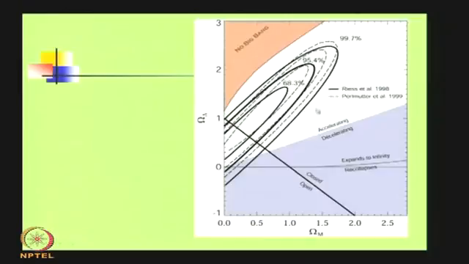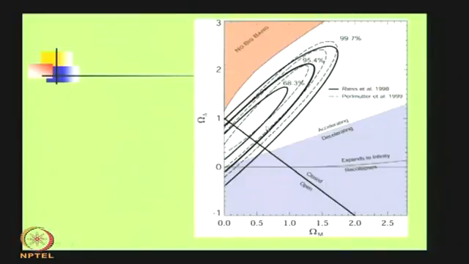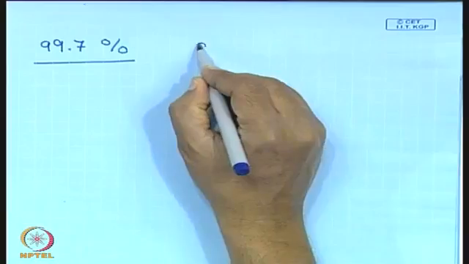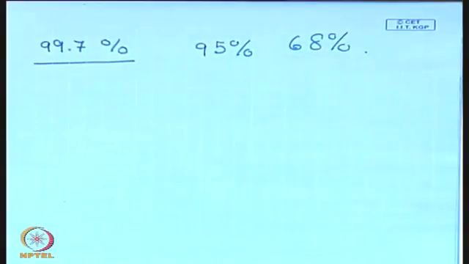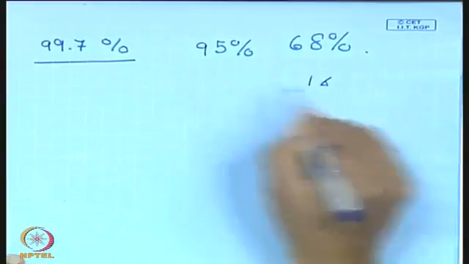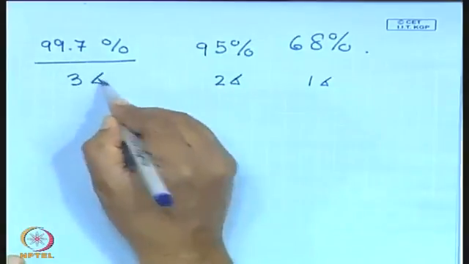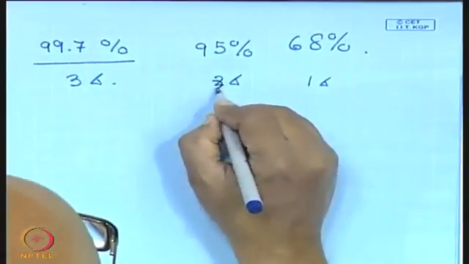So with 99.7% confidence you can say that my universe has values of omega matter and omega lambda inside this range. With 95% confidence you can say that it is within a smaller range over here, and with 68% confidence you can say that it should lie within this. If my errors are Gaussian, then this corresponds to 1 sigma, this corresponds to 2 sigma, this corresponds to 3 sigma. Sorry, 3 sigma and 5 sigma.